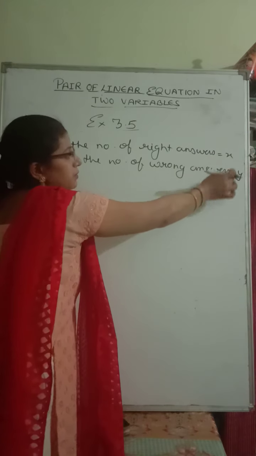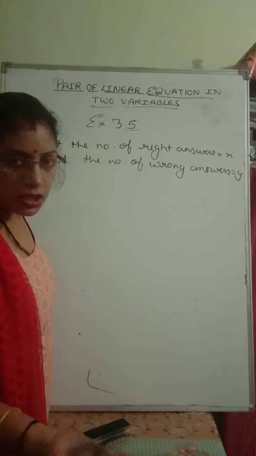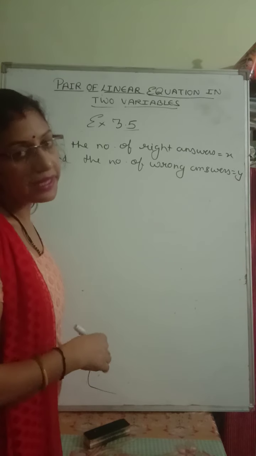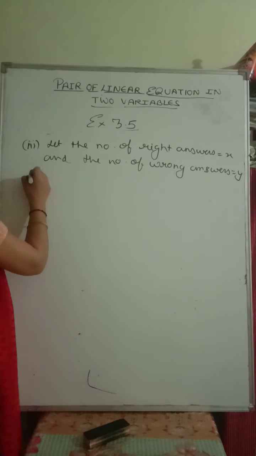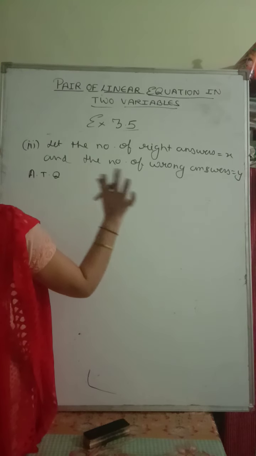So what you will do is add x plus y, right answers and wrong answers both, and we will get the total number of questions. Okay, so now what is given according to the question. Now I am reading the question.